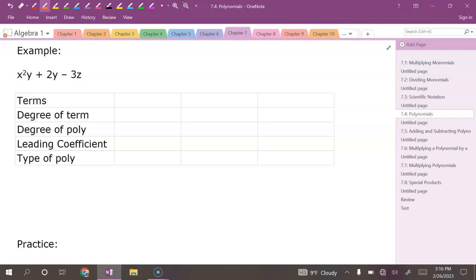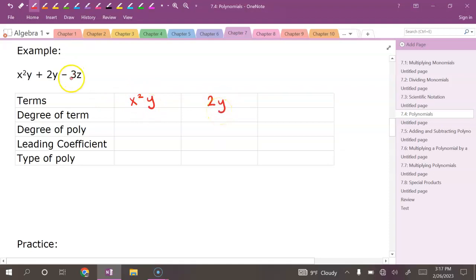So when we write these examples out to get started here, I'm just going to grab each of the terms that I see and drop them down here into my boxes. So for this first one, I'm going to put x squared y in the first box, 2y in the middle one.